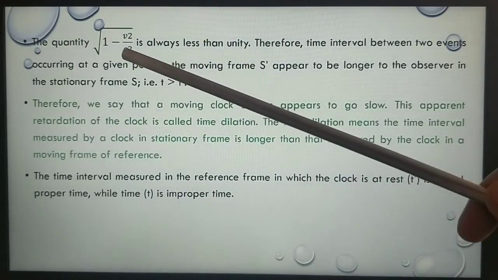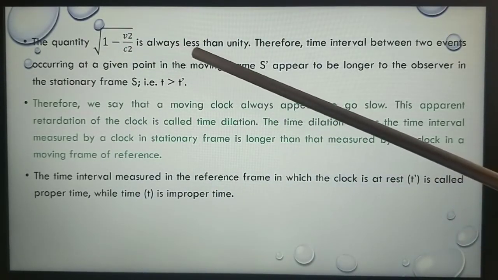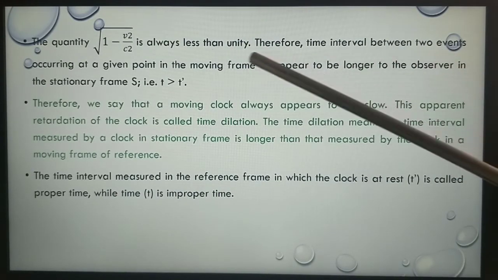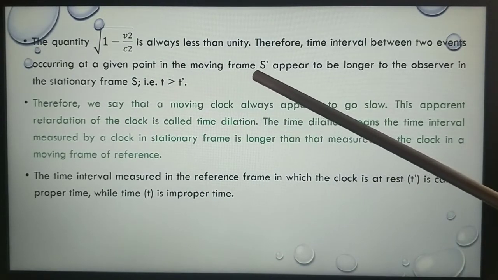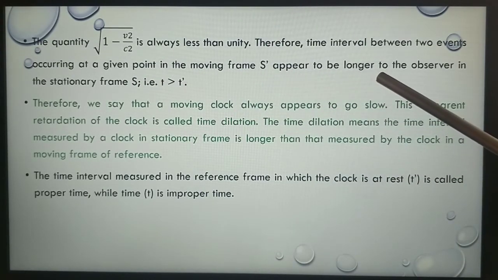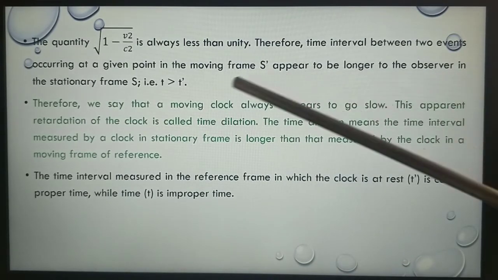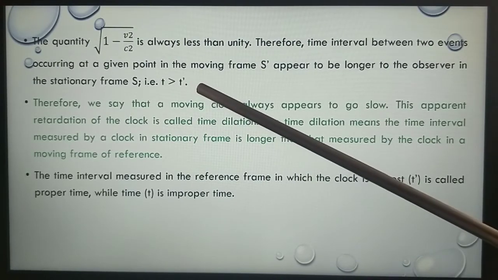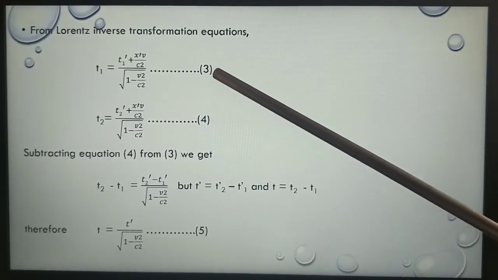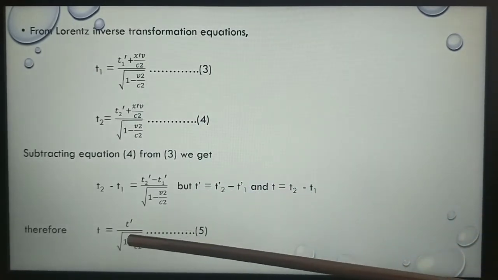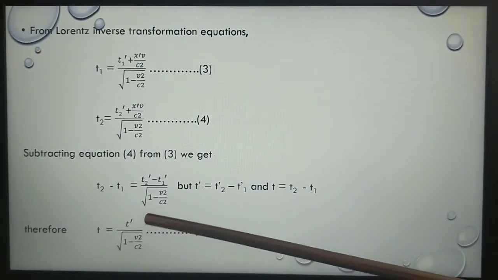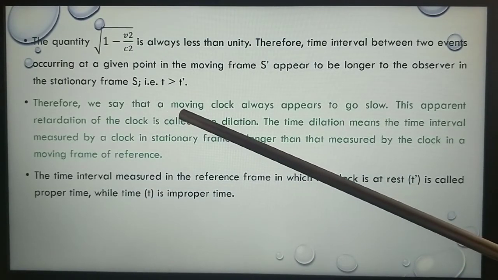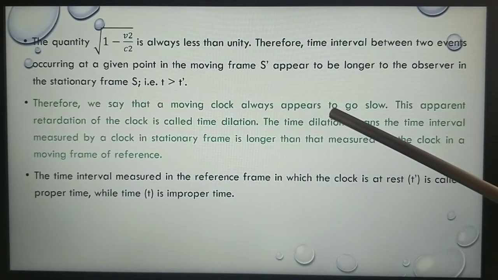The quantity root 1 minus v square upon c square is always less than unity. Therefore, the time interval between two events occurring at a given point in the moving frame S dash appears to be longer to the observer in the stationary frame S, that is, t is greater than t dash. Therefore, we say that a moving clock always appears to go slow.